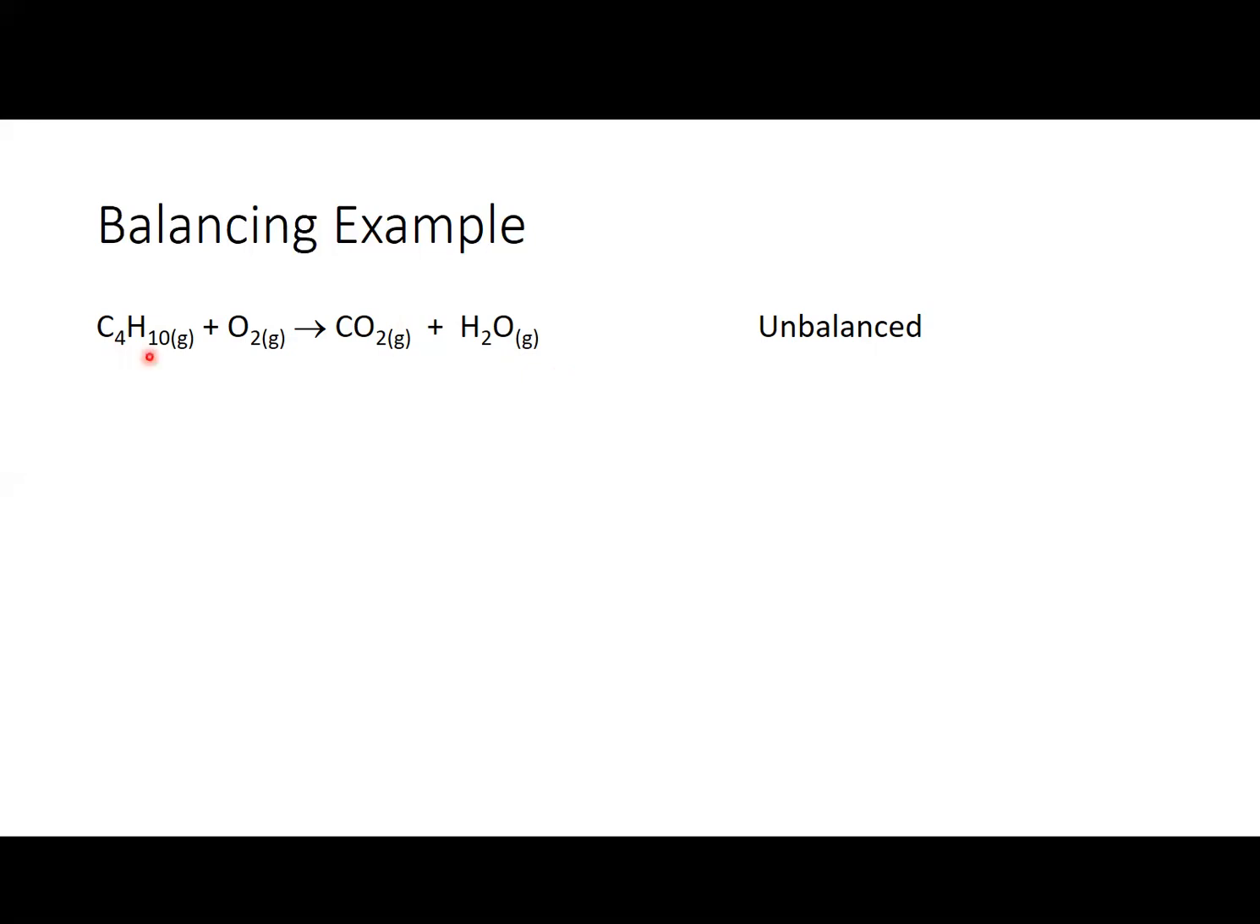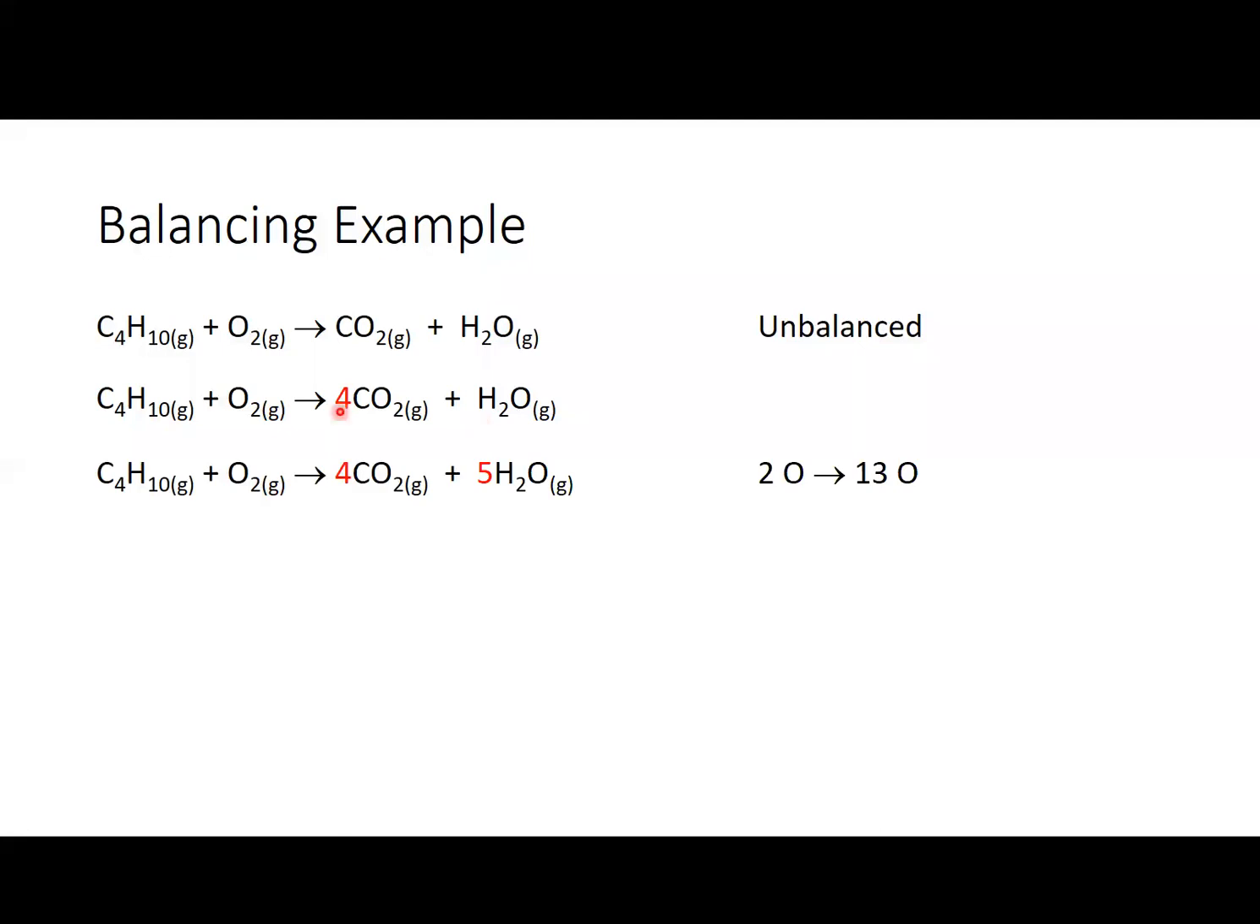So I'll start with the carbon and hydrogen. 4 carbons on this side. I'll put a 4 in front here so that balances it. And then 10 hydrogens, I've got 2 over here, so if I put a 5 in front of there, I'll balance that. But one of the things that I immediately notice is I've got 2 oxygens on this side. 4 times 2 is 8, 5 times 1 is 5. So 8 and 5 is 13. 2 oxygens somehow becoming 13 oxygens is a problem.